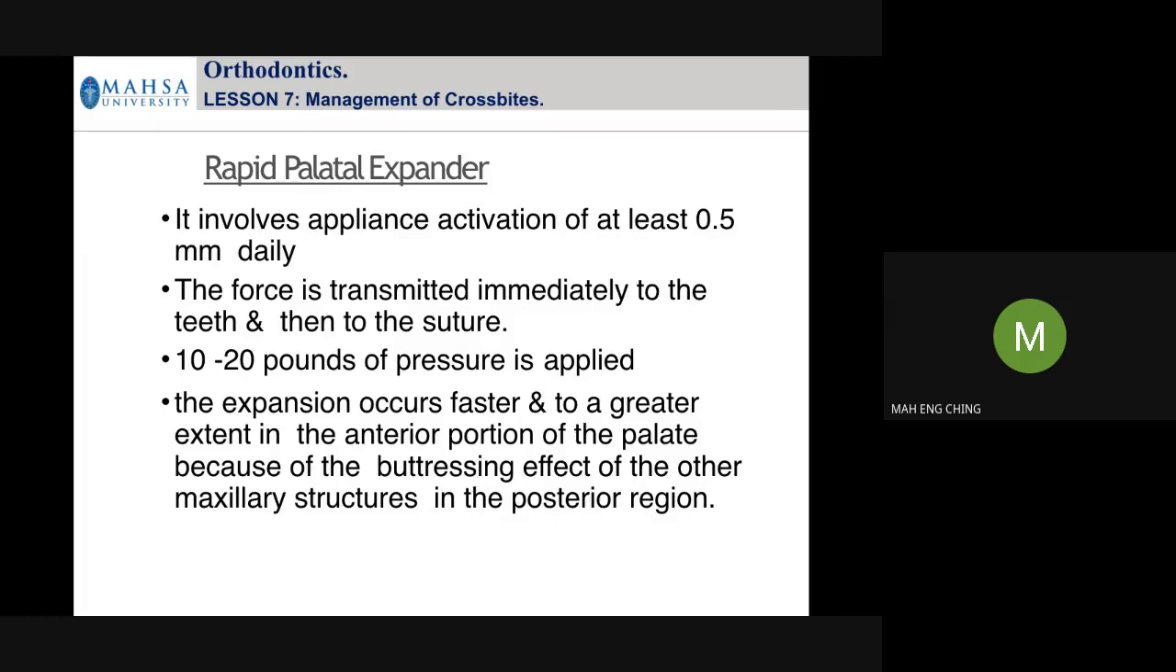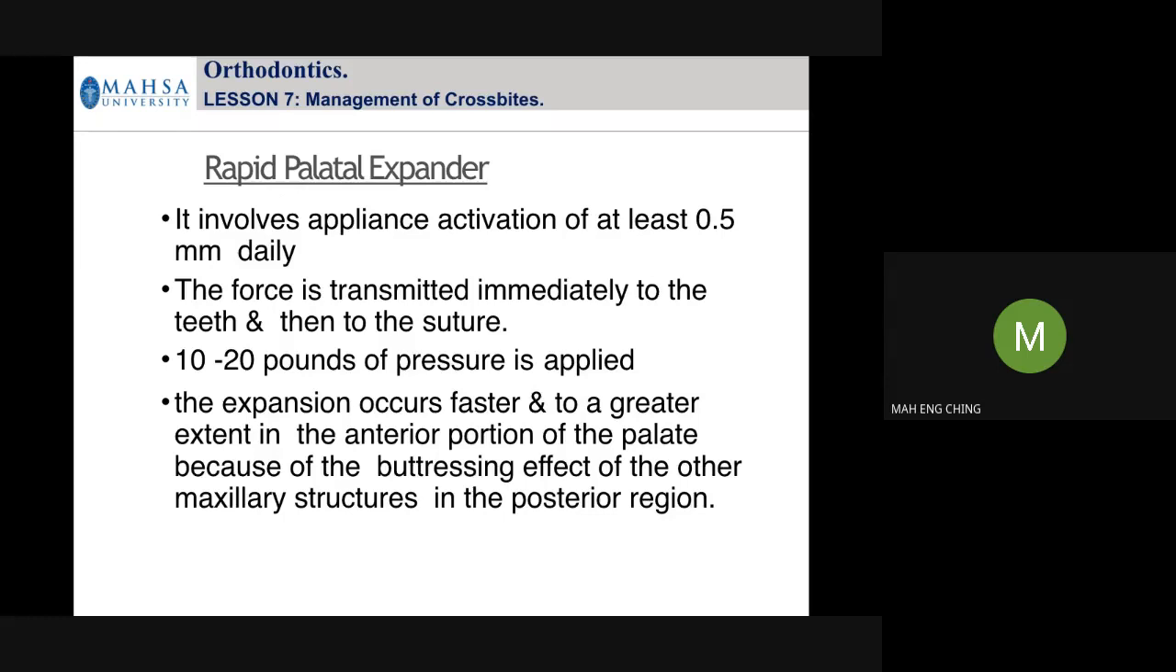Imagine if you keep activating this appliance for 1 week, then you can get about 3.5 millimeters of expansion, which is quite a lot. So a lot of the time, this palatal expander or rapid maxillary expander causes a median diastema of the central incisors because they split the sutures. You want to split the suture, so you have to be fast enough and strong enough. If you do it too fast, they create the median diastema between the central incisors. But don't worry about that. When you stop activating the appliance, the median diastema will close slowly.